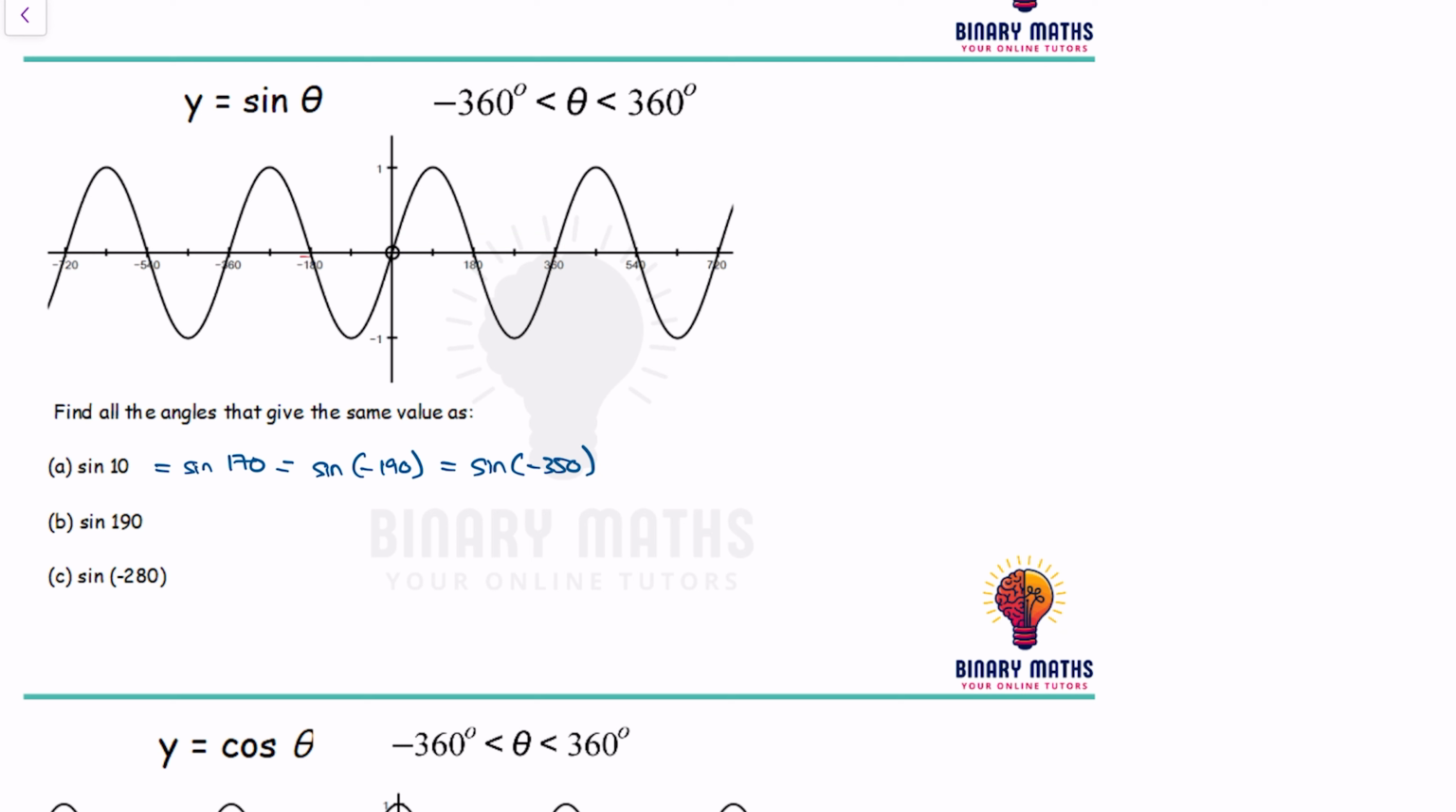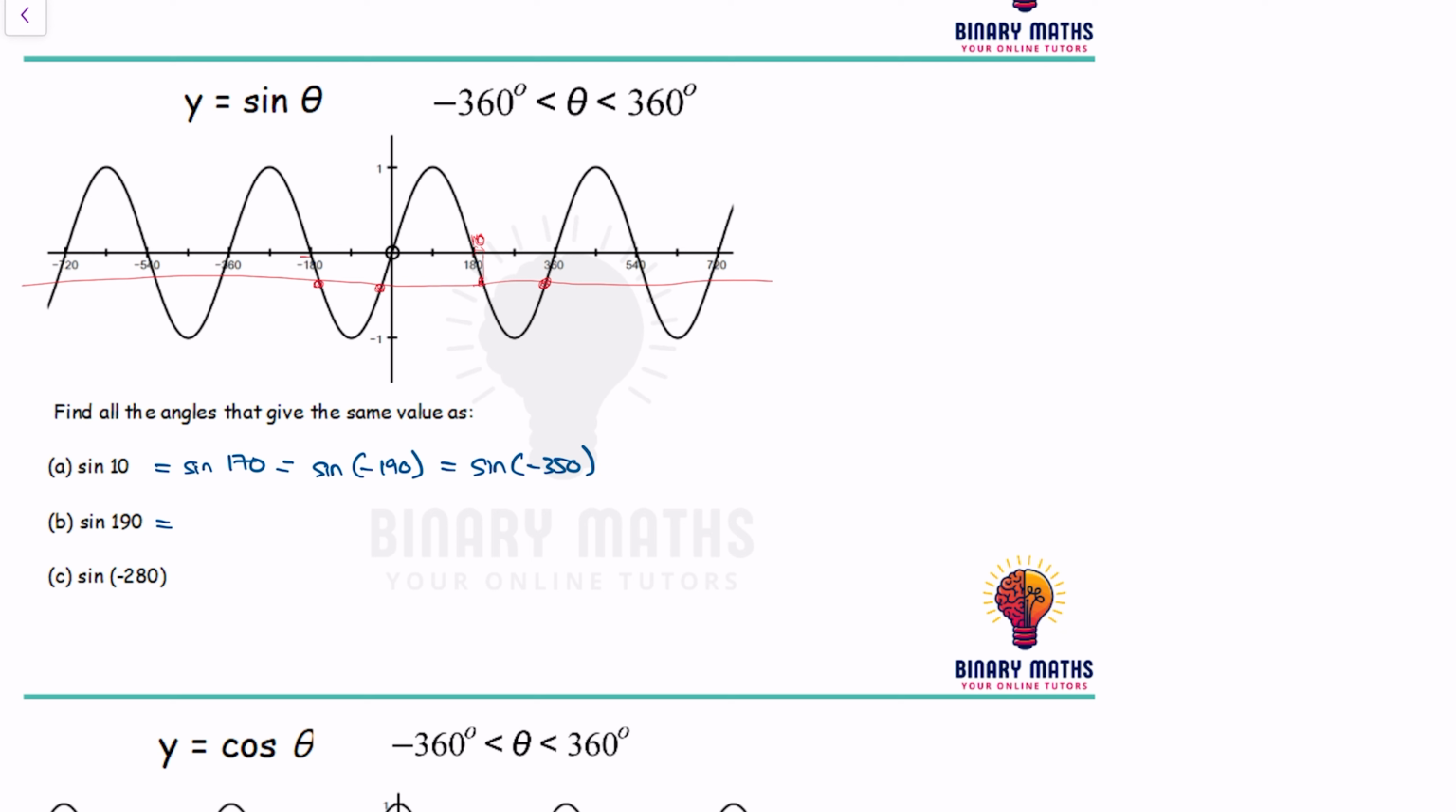Okay, the next example says sine 190. 190 is somewhere here. Let me draw with red. Sine of 190 is these values here. The difference between 180, which is a key point on this graph, and 190 is 10. So these are the other ones we need to look for: this one, and that one.